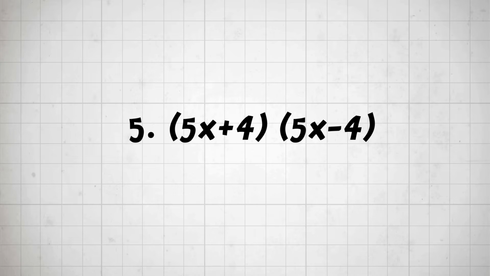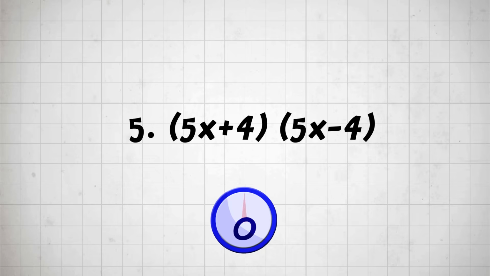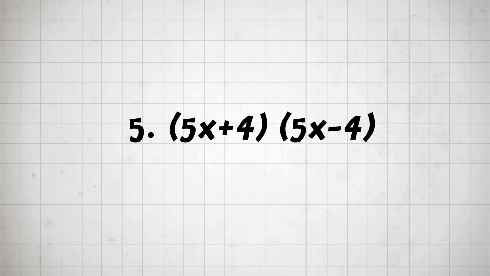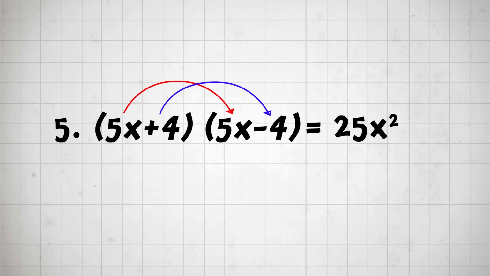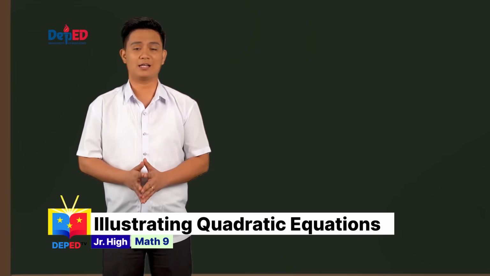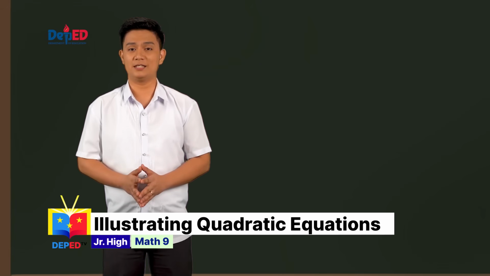The last item presents the case sum and difference of two numbers. For 5 seconds, let's do this. Time is up. Instead of applying FOIL method, we simply multiply the first terms and then the last terms. Thus, the answer is 25x squared minus 16, a difference of 2 squares. Now let's take a look at all the answers in the activity we just did.